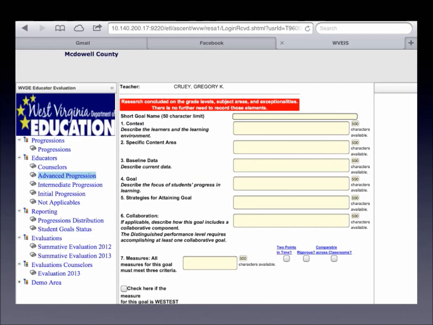The context of the goal is something that you can describe. Who are the learners? What is their environment? Talk about whether you're in a general ed classroom or some sort of a pull-out intervention setting. Talk about the type of learners that you have and whether you have them all day or whether you only teach them for a particular subject, those sorts of things.